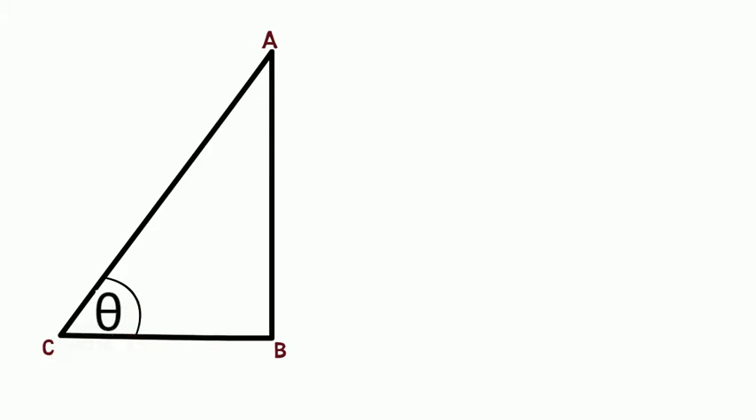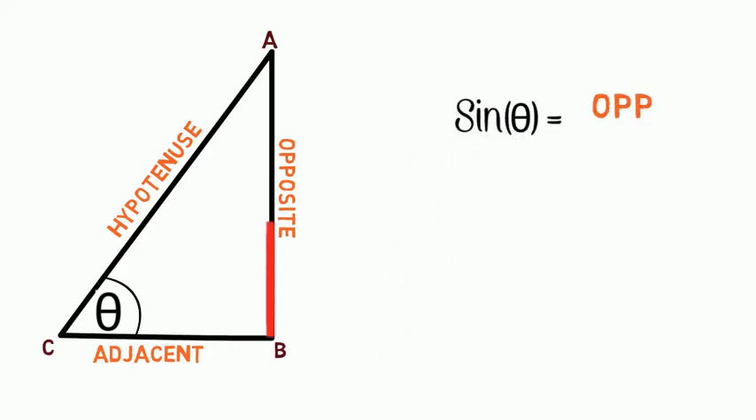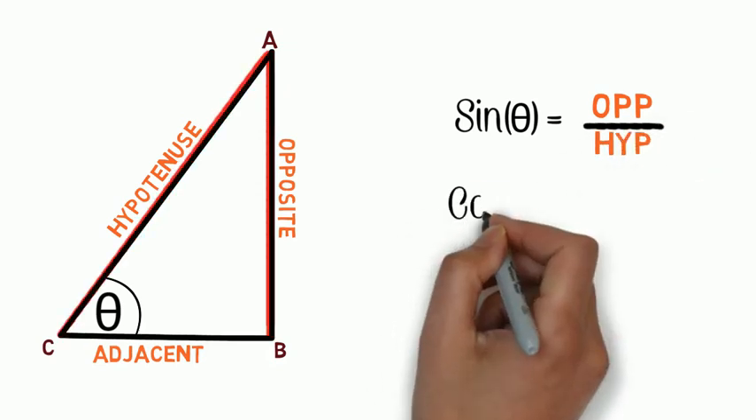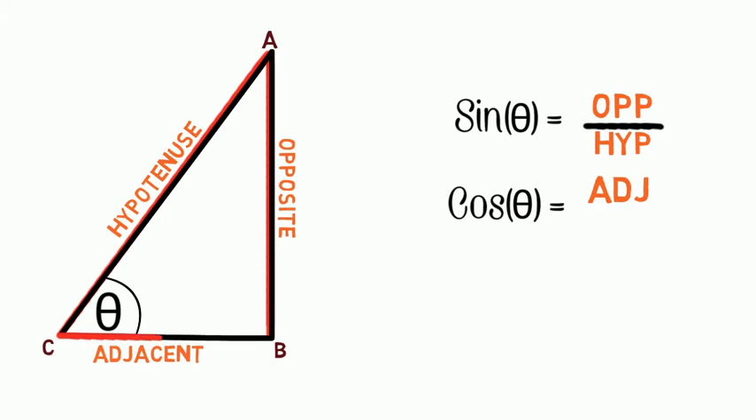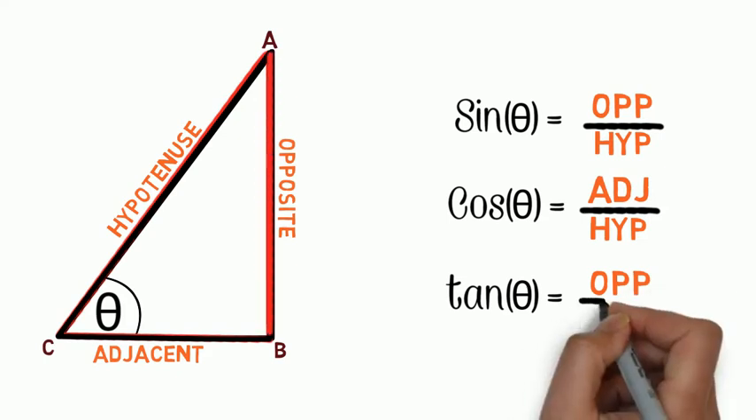AC is the hypotenuse, AB is the opposite side for angle theta, and CB is the adjacent side for angle theta. Let's see the basic trigonometric ratios. First, of course, sine theta, which is opposite over hypotenuse. Then cos theta, which is adjacent over hypotenuse. And then comes tan theta, which is opposite over adjacent.